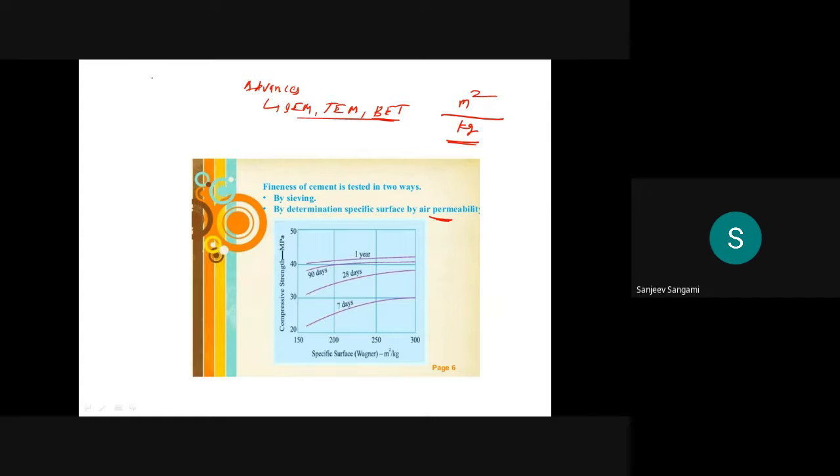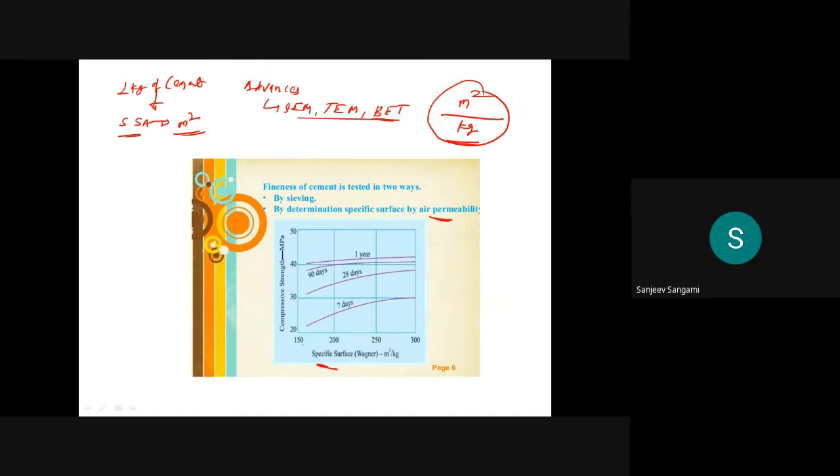If you take 1 kg of cement, how much surface area does it give? That is the specific surface area, SSA, normally called specific surface area. Okay, that we give in meter square, so it is given as meter square per kg. You can see here the specific area, that is per meter square per kg.